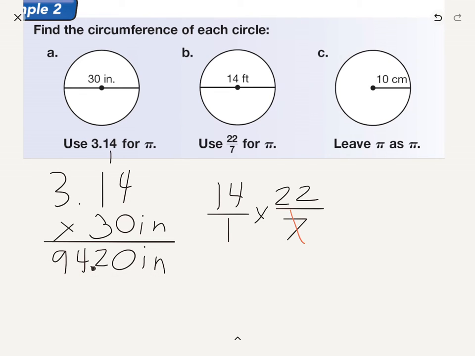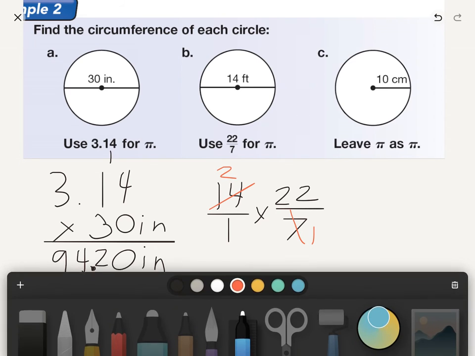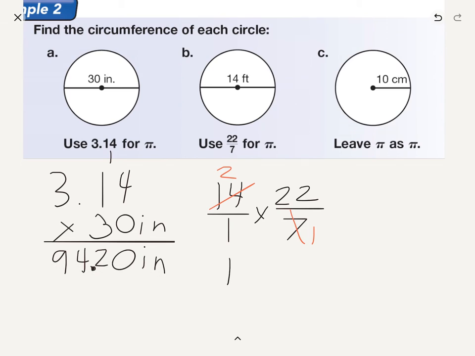I can just cross this off, make it a 1, cross this off, make it a 2, and then I've just got 2 times 22 gets me 44 feet. Easy peasy lemon squeezy. I'm not there yet. I'm still writing my notes. Okay, and then let's just wrap this up. Leaving pi as pi is a bit of a cop-out, but you can think of it as a very easy problem to do. You just need to present it correctly, yes?